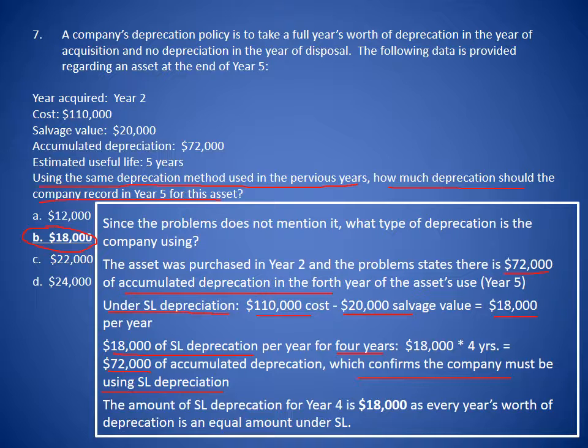Okay, the amount of the straight line depreciation for year 4 is obviously $18,000, as every year's worth of depreciation is an equal amount under straight line. So that would mean that in year number 5, we would also be recording depreciation of $18,000.